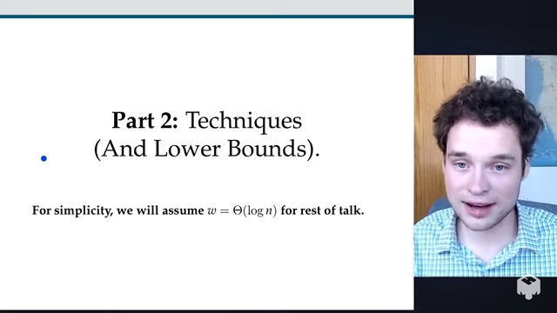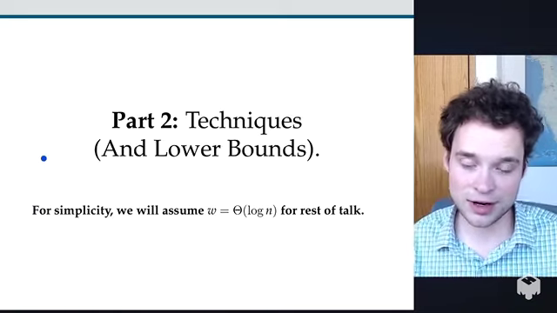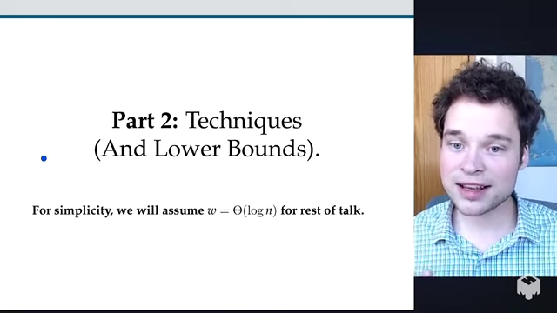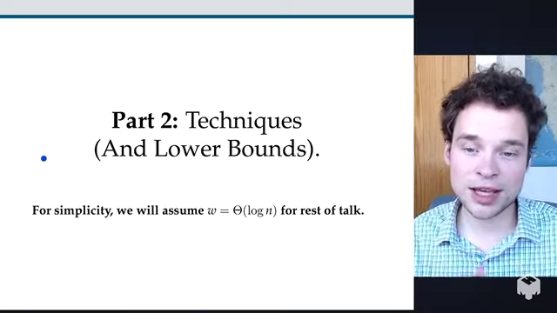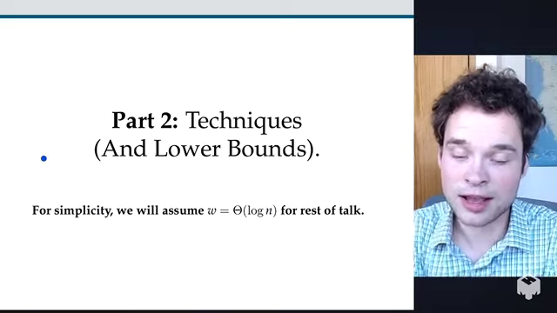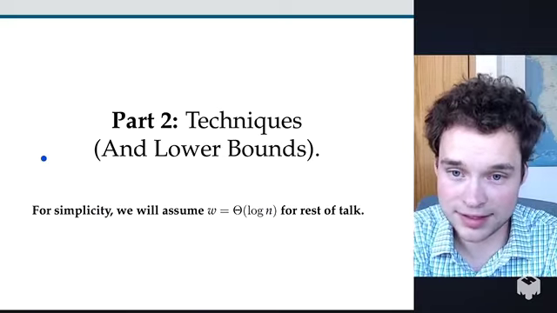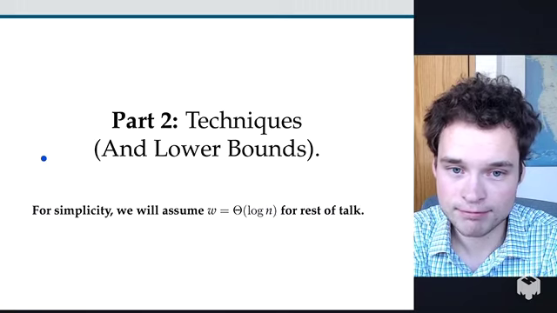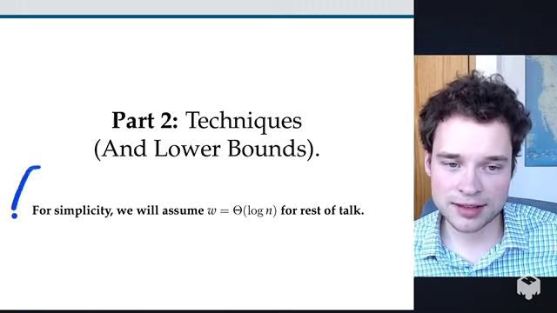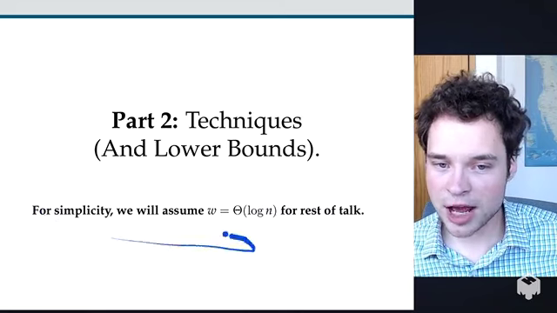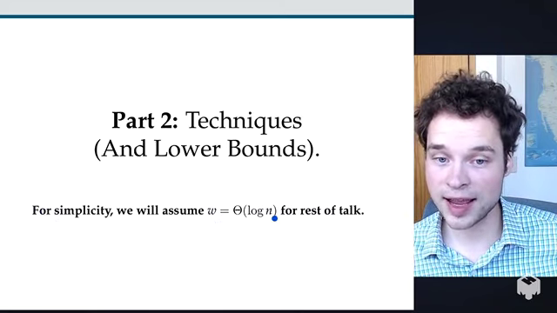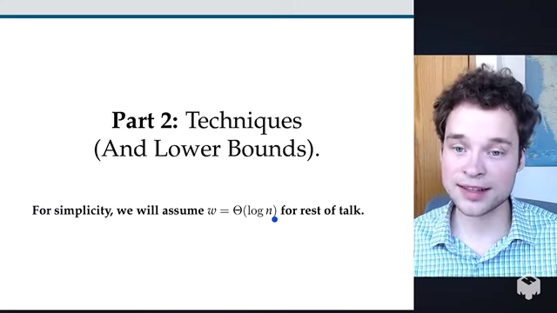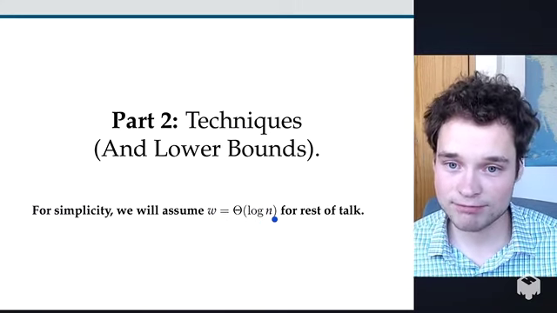Okay, so at this point, I've finished summarizing the results that I wanted to tell you about. In the rest of the talk, what I want to do is tell you a little bit about our techniques, and also, in doing so, have a chance to tell you, in a more formal sense, what the lower bound is that we proved. And just to keep things simple for the rest of the talk, from now on, I am going to assume that our machine word size w is in fact theta of log n. That's just for simplicity of exposition.